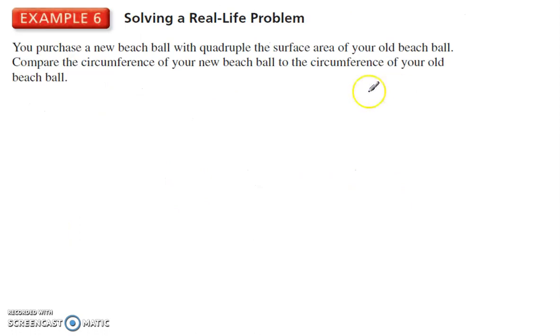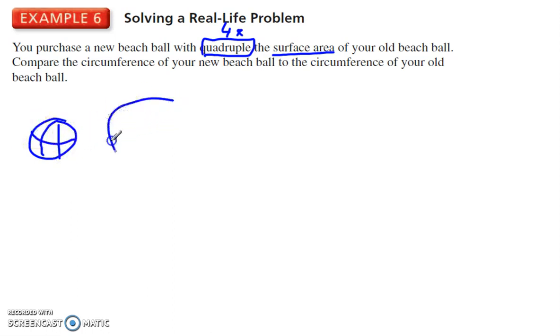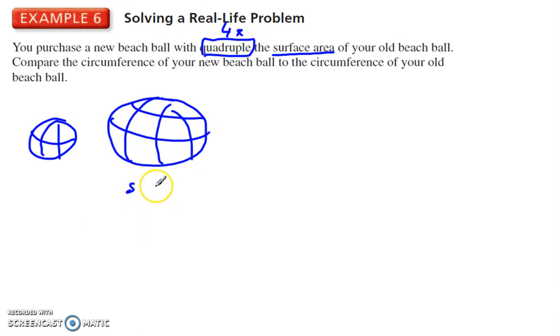All right, you purchase a new beach ball with quadruple, that means 4 times, the surface area of your old beach ball. Compare the circumference of your new beach ball to the circumference of your old beach ball. So beach ball 1, and beach ball 2. The surface area is 4 times. So surface area, let's pretend like this is 4 and this is 1.